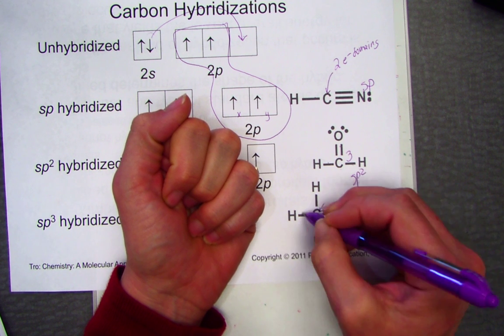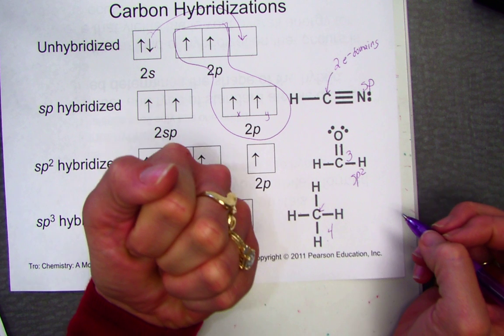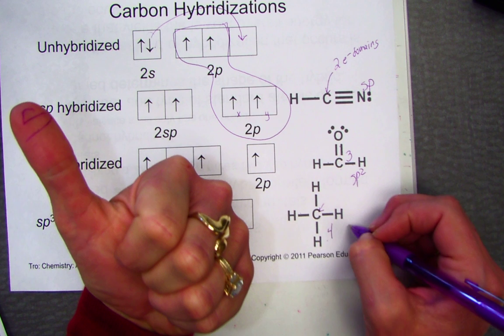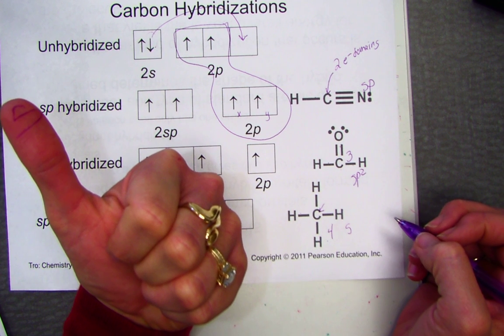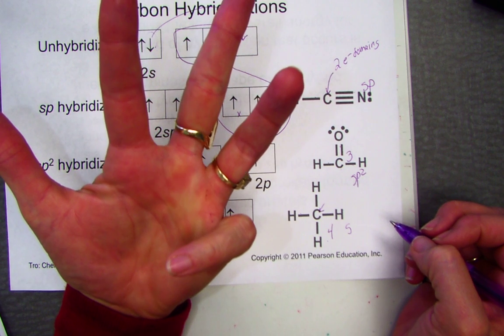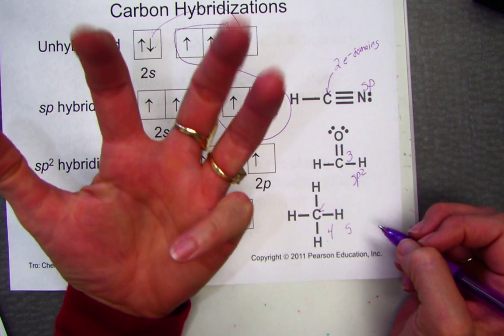1, 2, 3, 4 electron domains. What would be the hybridization? Finger thumb rule. Start with your thumb. It's the S. Always put the thumb up first. I need to get to 4. 1, 2, 3 more fingers in the air to get a total of 4 electron domains. sp3.